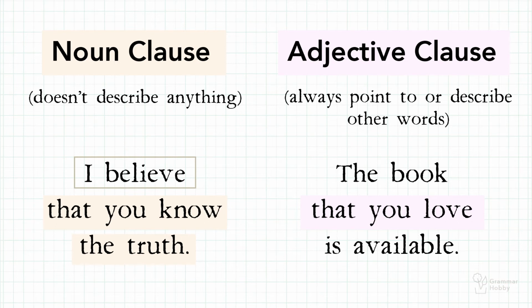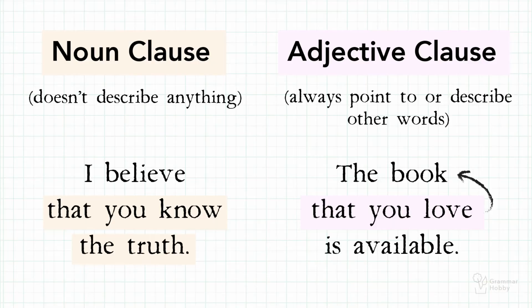Now take a look at the next sentence. The book that you love is available. In here, the clause, that you love, works as an adjective clause. Why? Because it points to the noun, book. The book that you love.